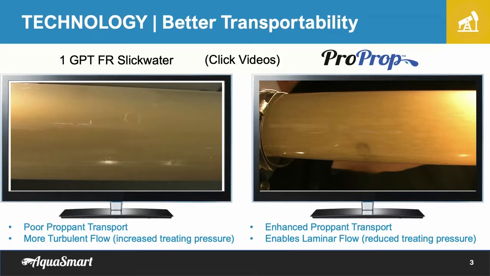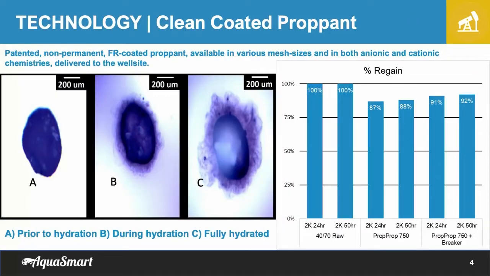The properties of ProProp aid in the transport of proppant in the casing as well as out in the reservoir. And you can see the fluid remains in laminar flow, which allows it to travel deeper into the fracture network without the duning effect. So how does this work exactly?